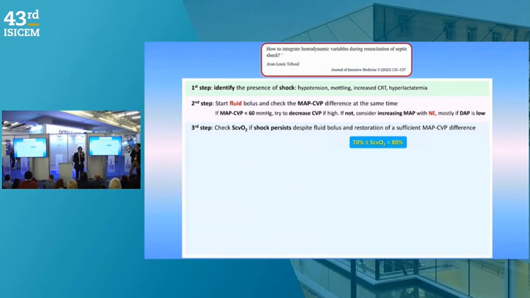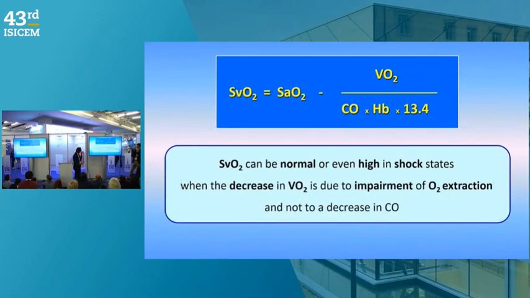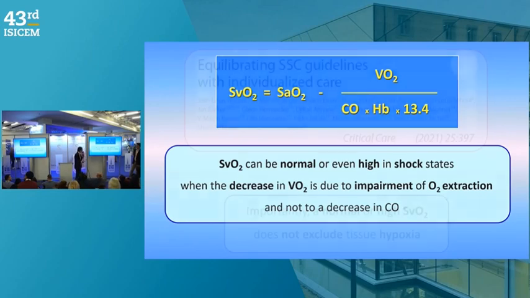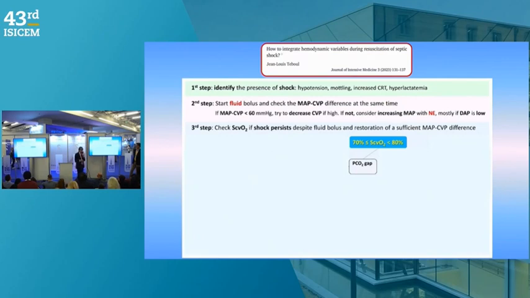Now, if you have a SCVO2 between 70 and 80%, what to do? Exactly, delta PCO2 gap. Because in this situation, there is probably an alteration of oxygen extraction. We are in shock, plus a normal value of SCVO2. Probably you have alteration of oxygen extraction. And sometimes it is difficult to know if we have to give another increase in cardiac output. And we look at PCO2 gap. It can give you the solution.